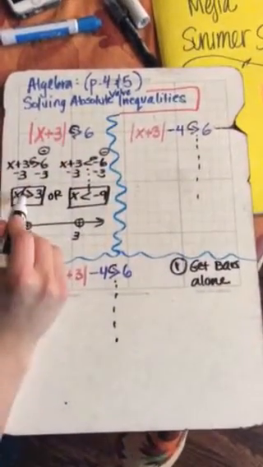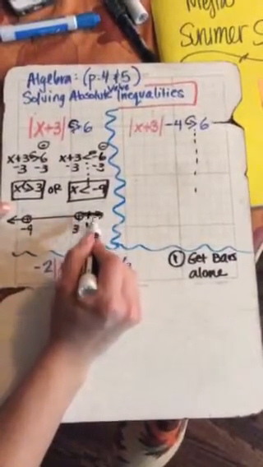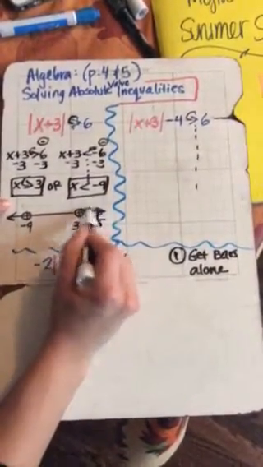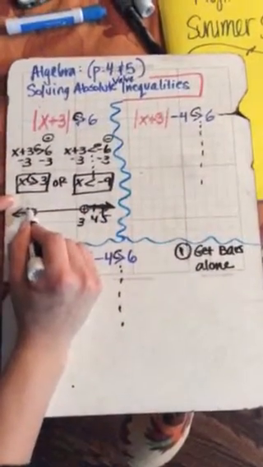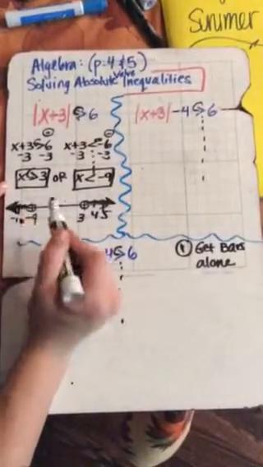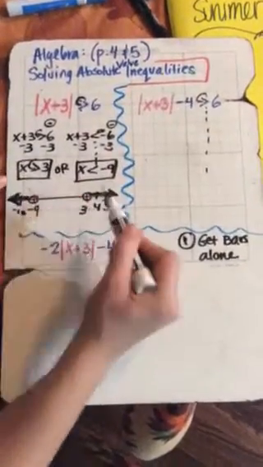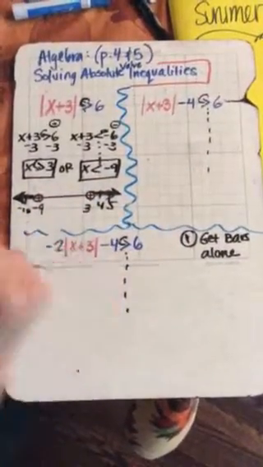So x is greater than 3. Anything greater than 3 would be 4, 5. Or x is less than -9. So anything less than -9, which would be -10, -11. So it's either one or the other. And looking at this graph, that's what an OR graph looks like.